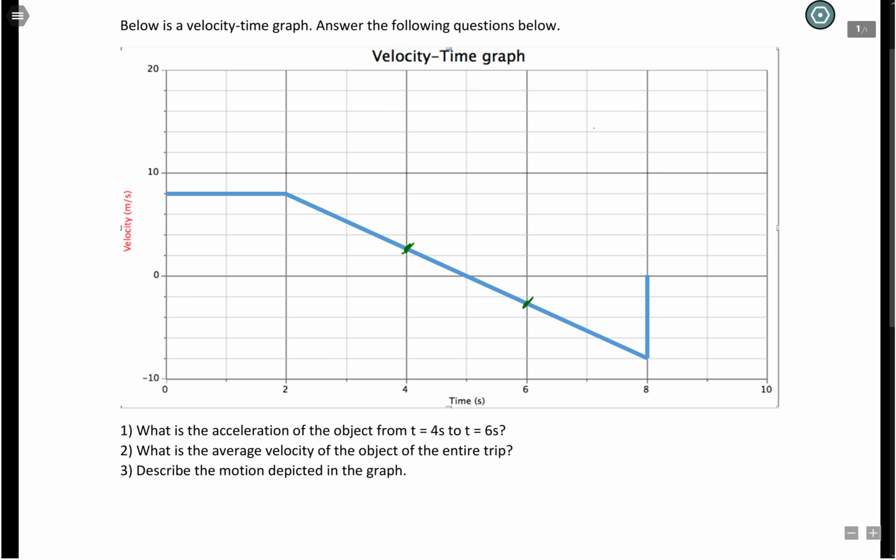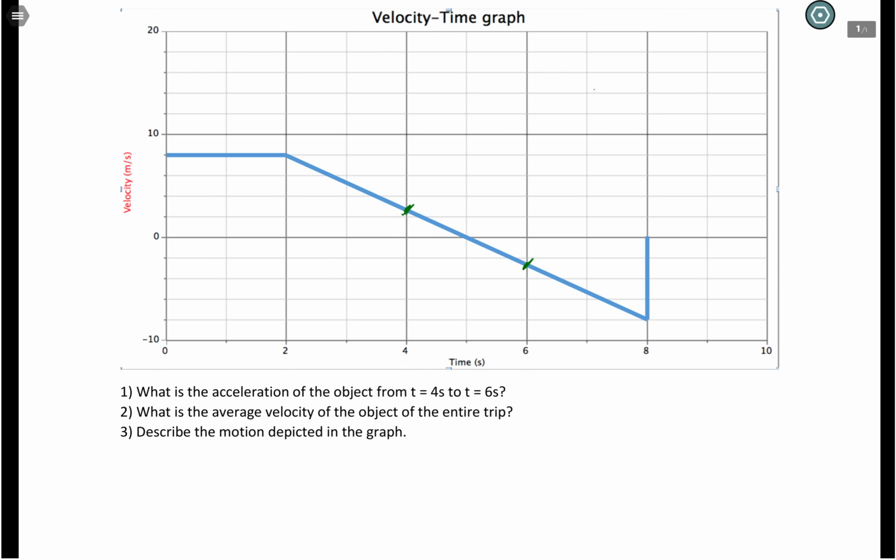On a velocity time graph, to get our acceleration, remember we need to find the slope from t is equal to 4 seconds to t is equal to 6 seconds. Now, if you look at the graph, you might notice the dots don't really align with the grid lines. So getting the exact acceleration, the slope at these 2 points, might be a little tricky. But let's extend our vision.